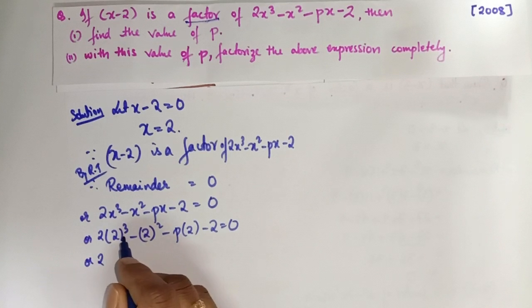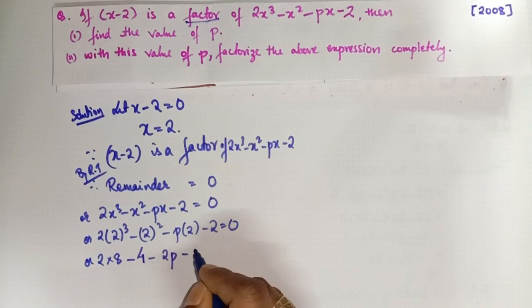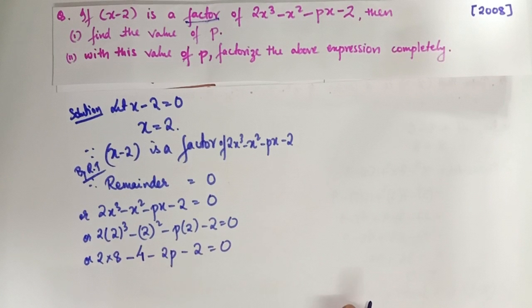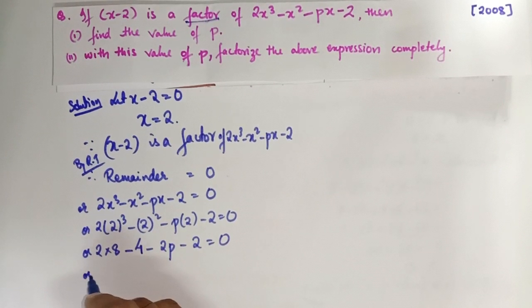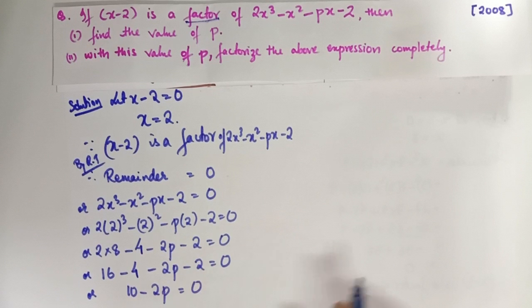So 2 cube means 2 into 2 into 2. So 2 2s are 4, 4 2s are 8. Minus 2 square. 2 square is 2 into 2, 4. Minus 2p minus 2 is equal to 0. Now what did I get? 8 2s are 16 minus 4 minus 2p minus 2 is equal to 0. Or 16 minus 4 is 12, and 12 minus 2 is 10. So 10 minus 2p is equal to 0.